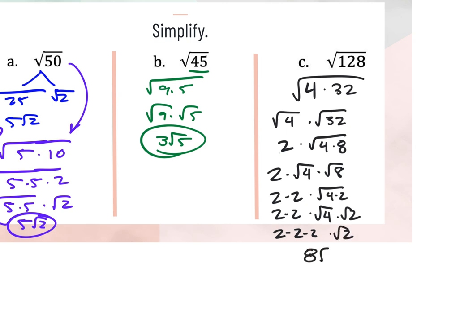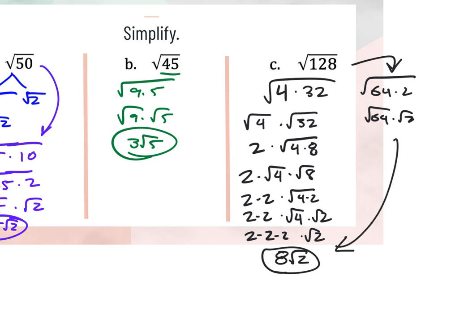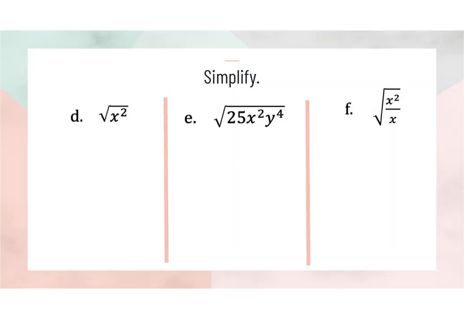So that's going to be 8 square root of 2. Or if I was really savvy with most of my square root things, I would recognize that that is the square root of 64 times 2 and go directly to 8 square root of 2. So likewise, variables follow much of the same rules, okay?